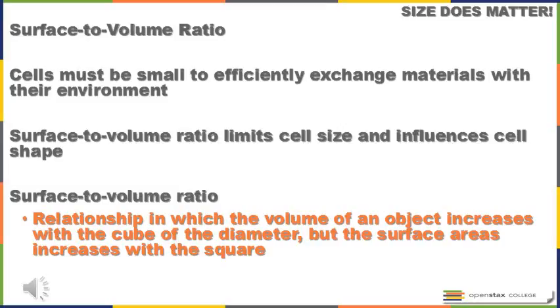If a cell is too small, it's just simply not going to have enough room for everything, because as you'll see later towards the end of the discussion, there are a lot of components that are within and embedded within the cell and the cell wall, respectively. And so the surface to volume ratio limits the cell size and influences cell shape, and the cell must be appropriately sized to efficiently exchange materials with the environment.